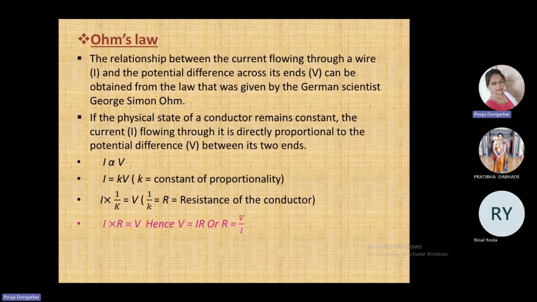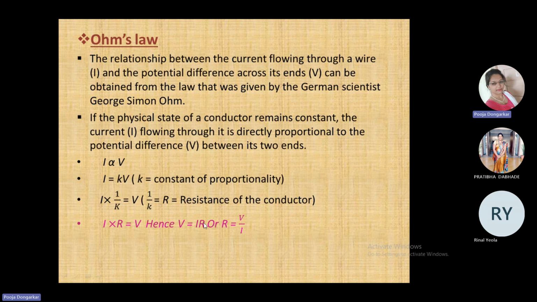If the physical state of the conductor remains constant, the current I flowing through it is directly proportional to the potential difference, which is the voltage V, between its two ends. This is the statement: I ∝ V, so I = KV, where K is the constant of proportionality. Here 1/K is the resistance of the conductor, R. Then we get the formula I × R = V. We can use V = I × R to calculate V, meaning voltage.